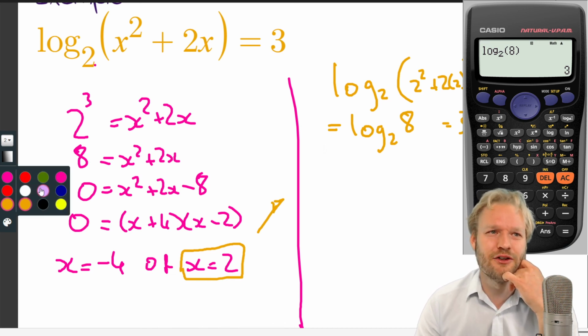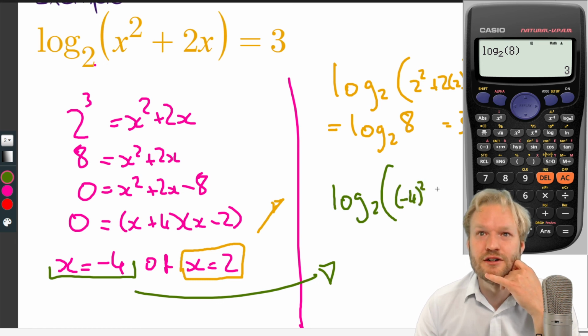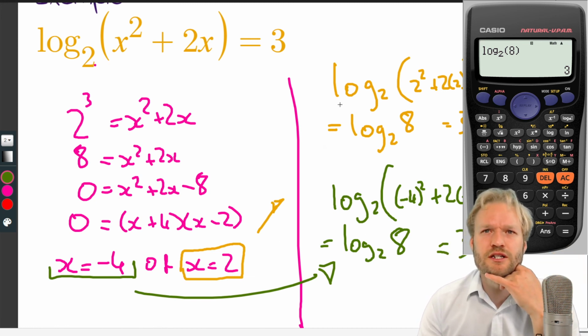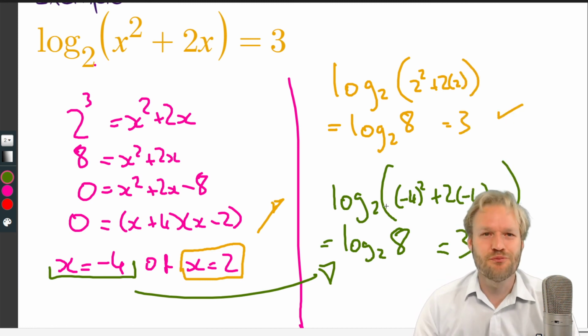Let's try the other option, and this is our parting shot. So here we've got the log base 2 of negative 4 squared plus 2 times negative 4. Well, negative 4 squared is 16, 16 plus negative 8, 16 minus 8. Well, that's 8. Hey, that seems to work. So it does work, because we're still taking the log of a positive number. So therefore that's fine as a solution.